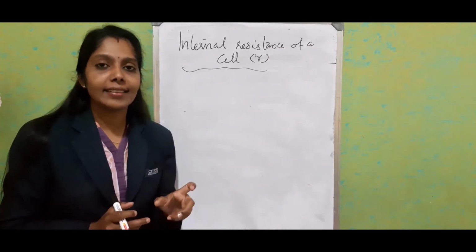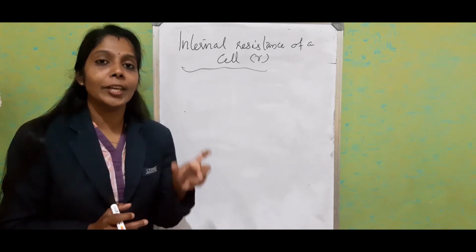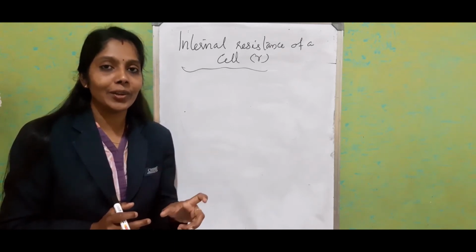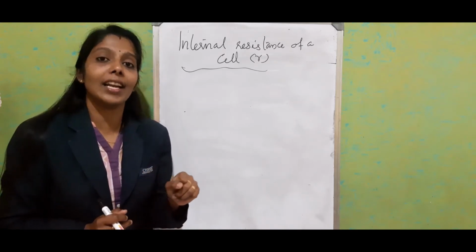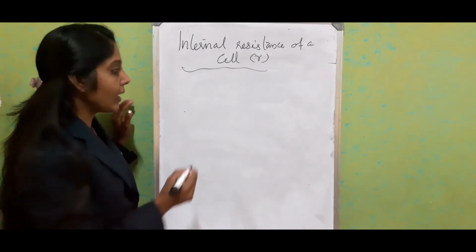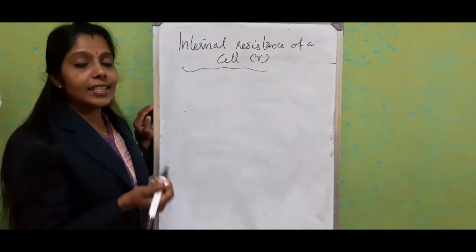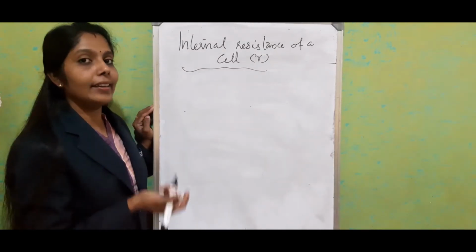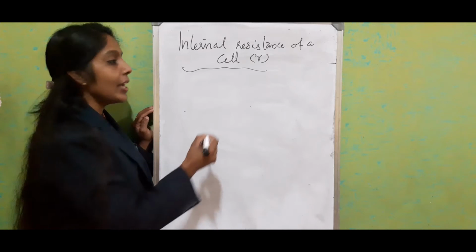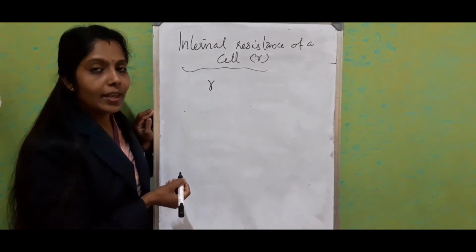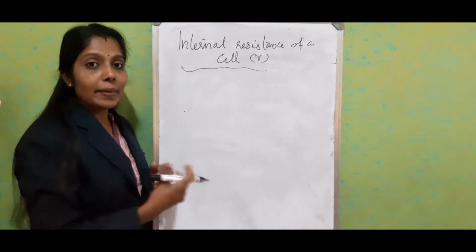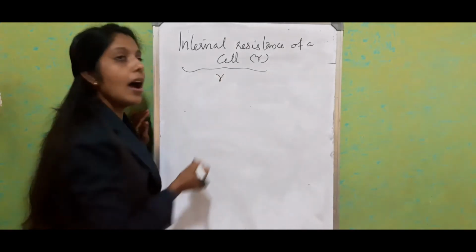Internal resistance means the obstruction offered by the electrolyte to the movement of ions inside the electrolyte, or inside the cell. Resistance we usually represent with the capital letter R. Here, internal resistance is represented by the small letter r.